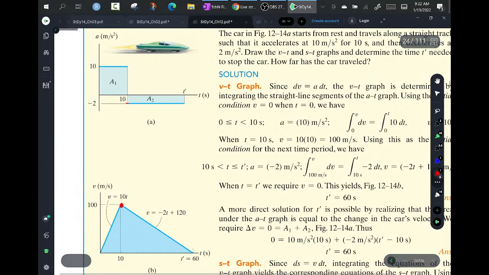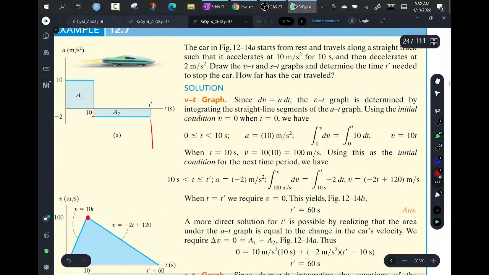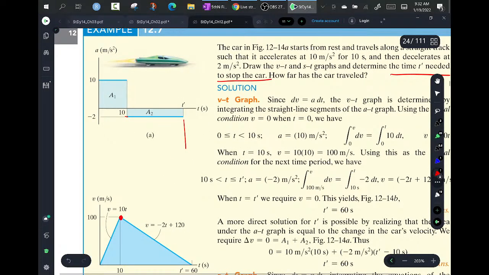Let's look at area 2. In area 2, he's going to T whatever. He's wanting to know the T it needed to stop the car. So what is he doing? He said, I'm bringing it to 0. That means this area has to be equal to that area. Meaning, let me rephrase that, because this is a negative area and this is a positive area. They have to add together such that they become 0 at this point.